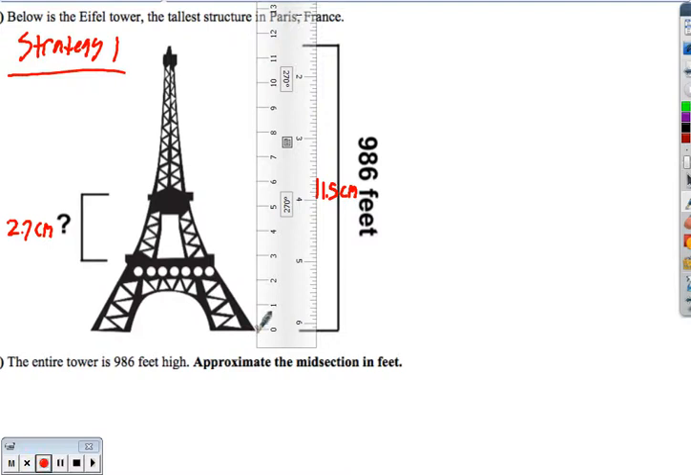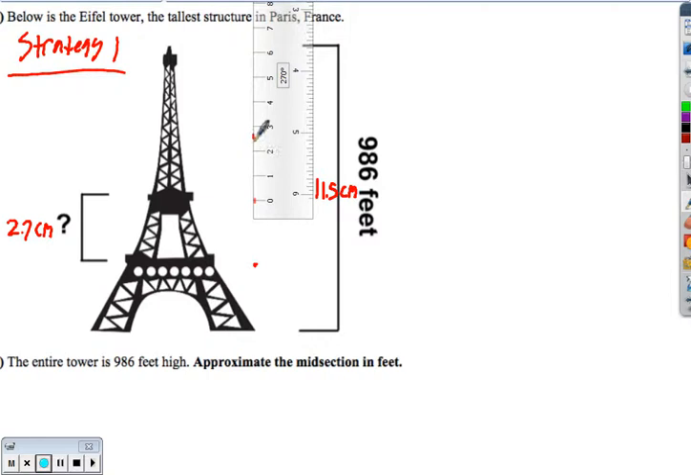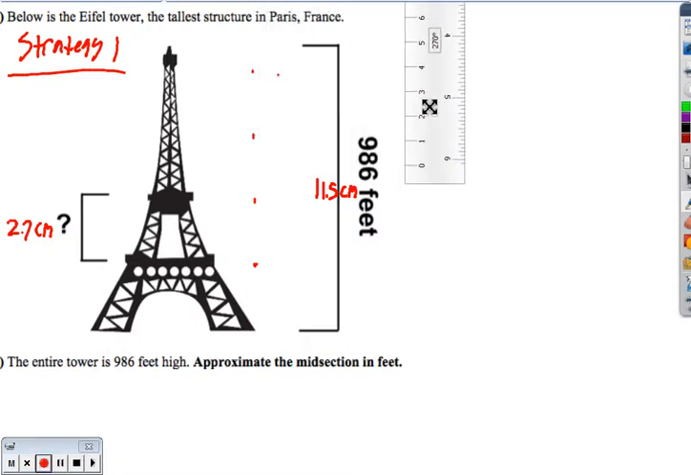So they started from the bottom, measured 2.7 here, started a new one, 2.7, started a new one, 2.7, started a new one, 2.7. And at this point, the students that did this were probably like, alright, so I have one midsection here, another midsection here, another midsection here, another midsection here. They said that it looks like it's about 1, 2, 3, 4 of these midsections.